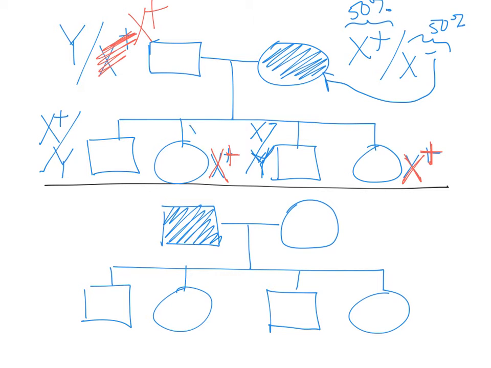So these two individuals get an X minus and an X plus. This is not the only way to fill this in. It is a very open-ended question, with multiple possible genotypes that you could come up with in this second generation, but this is an acceptable answer. So what are the phenotypes of these individuals? This guy, X plus over Y: affected or not?